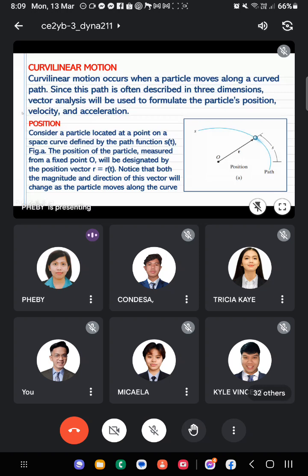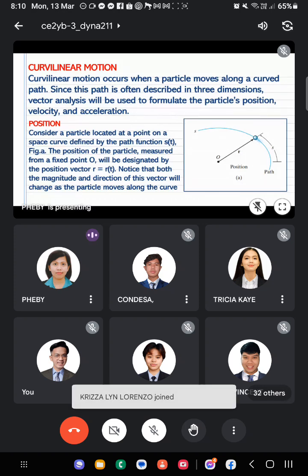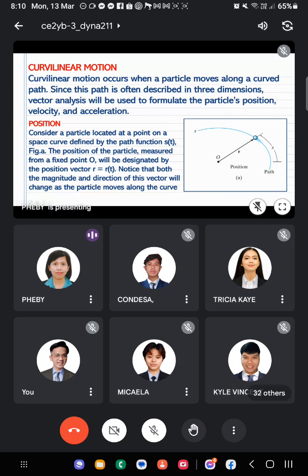acceleration. Number 1, position. So in figure A na nandiyan sa inyong screen, consider a particle located at a point on a space curve defined by a path function S. The position of the particle, measured from a fixed point O, will be designated by the position vector R or yung radius na tinatawag. Since in every curve or a circle, di ba, meron tayong radius. Yun yung kanyang distance from the center of the circle. So that is the position in terms of radius. And yung S naman is just simply the arc or the curve length na tinatawag.